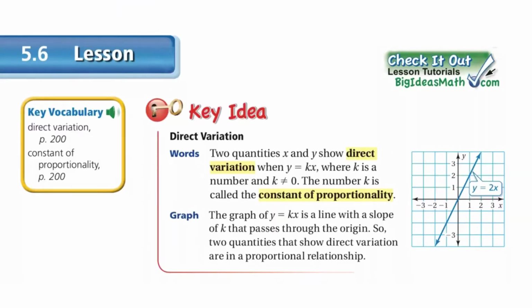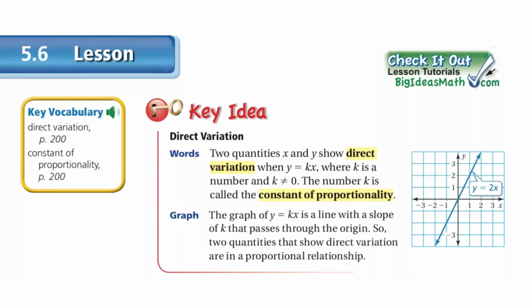Okay, so this is lesson 5.6, and we're talking about direct variation. Direct variation sometimes causes some kids some problems. So please listen carefully, look over the examples, do the problems. It's not very tough, but sometimes maybe the wording is what catches kids off guard.